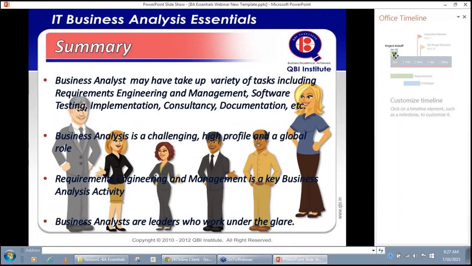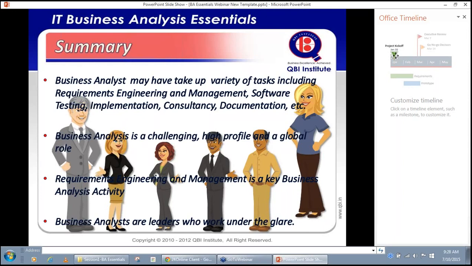So let's now summarize this session, and after the summary, I'll open the session for discussion, comments, observations, feedback, questions. A business analyst may have to take up a variety of tasks including requirements engineering and management, software testing, implementation, consultancy, documentation, etc. Business analysis is a challenging, high profile, and a global role. Requirements engineering and management is the key business analysis activity. Business analysts are leaders who work under the glare.